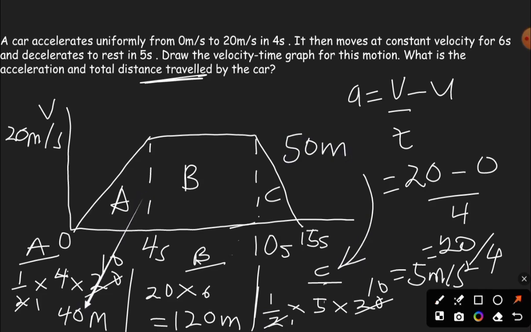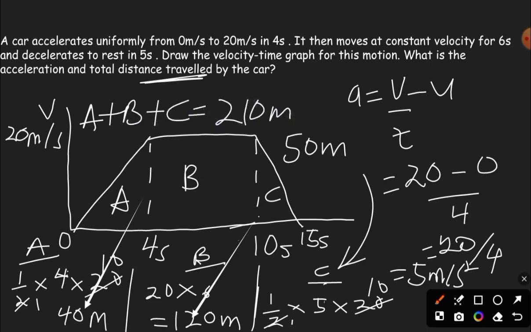So we have 40, we have 120, and we have 50. So we are going to add them. 40 plus 50 is 90. 90 plus 120 is 210. A plus B plus C is 210 meters. That's our total distance traveled.